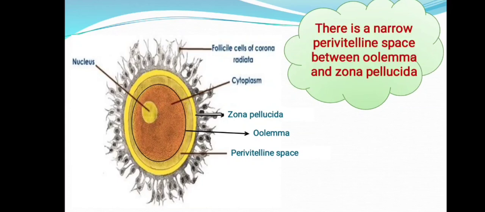There is a narrow space between the oolemma and zona pellucida. You can see here there is a space between the oolemma and zona pellucida. This space is called the perivitelline space.